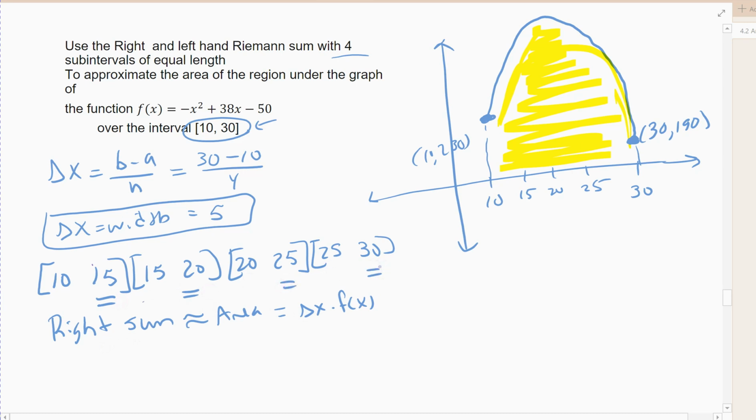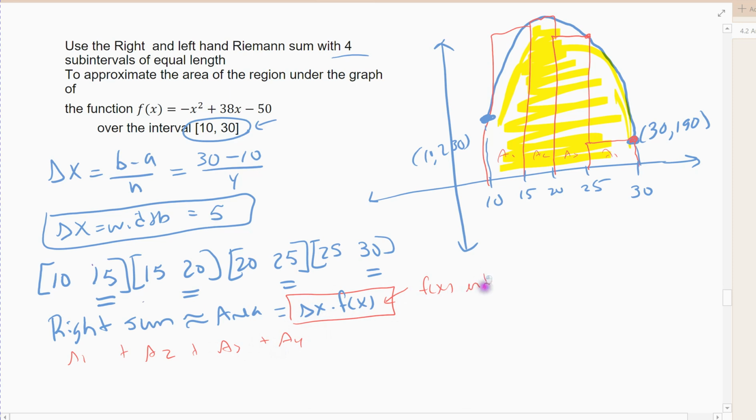So if I draw that, I'm starting here at 30, I hit my curve, I go over, there's my first rectangle. That would be the one on my right side, go over, my next one, go over. And there would be my 4 rectangles. There would be area 1, area 2, area 3, area 4. Area 1 plus area 2 plus area 3 plus area 4, which I find by taking the change in x times the function value using the correct endpoint. F of x uses an endpoint.